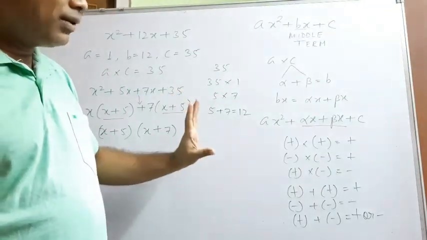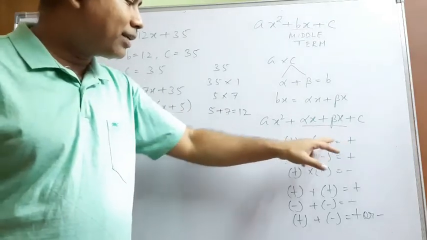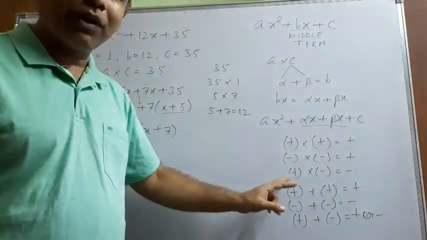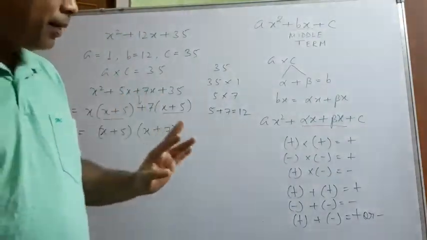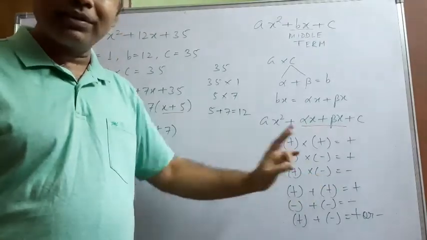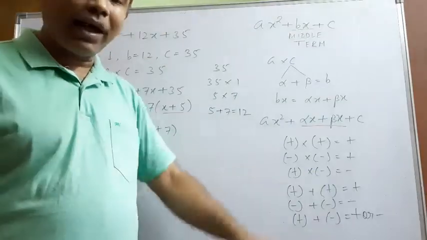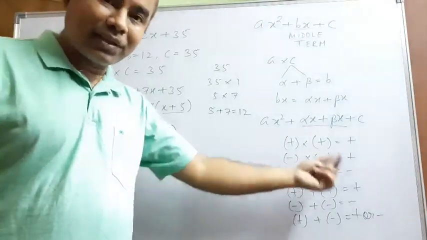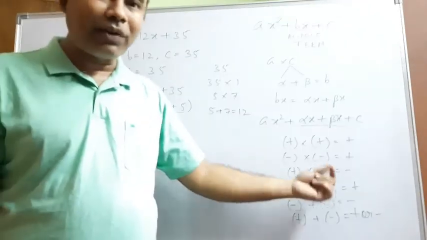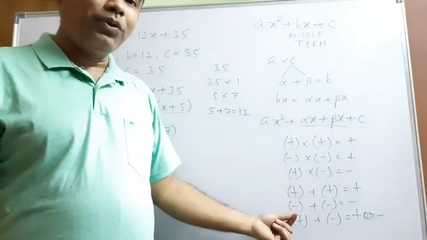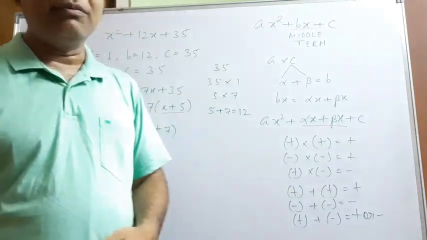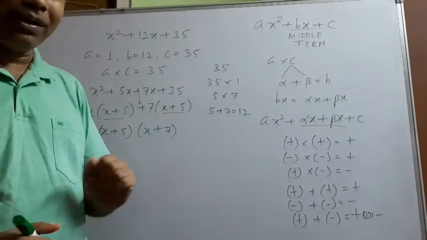Here one thing you have to see: a positive number has two factors, either both positive or both negative. But a negative number has two factors where one is positive and one is negative. That you remember. Secondly, when you add two positive numbers, the answer is positive. When you add two negative numbers, the answer is negative. When you add a positive and a negative number, the sign of the answer is either positive or negative according to whichever is larger. If the positive number is larger, then the answer is positive. If the negative number is larger, then the answer is negative. That means the resultant number takes the sign of the bigger number.